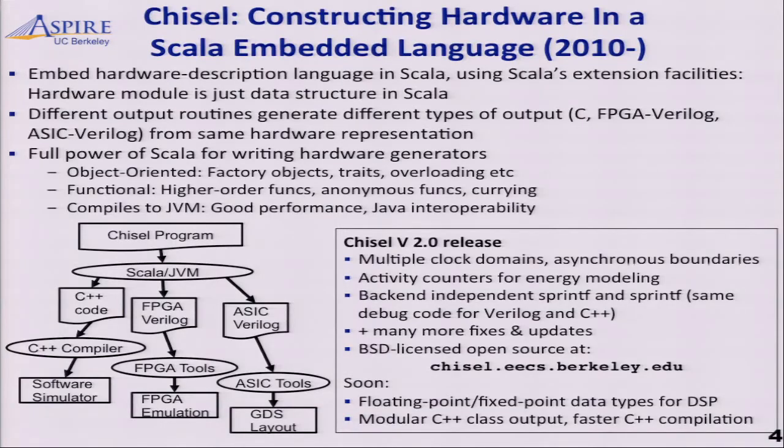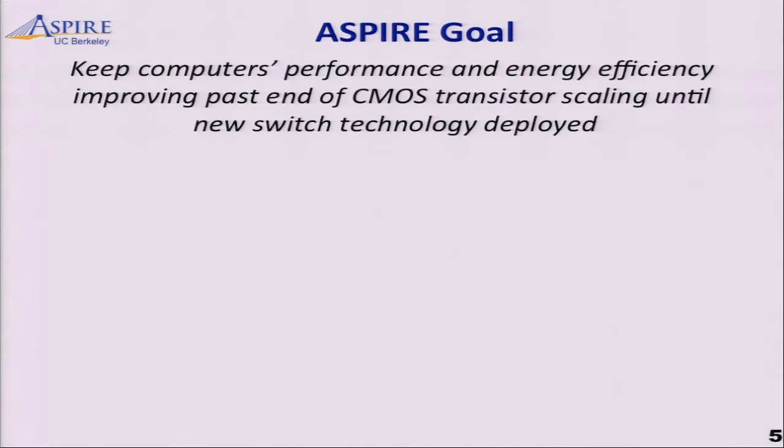I thought I'd also give you a bit more context about where Chisel is going now. We started this new project called Aspire. The new lab sort of launched in February this year, and it's looking at where computing is going in the next bunch of years. The goal of Aspire is to figure out how to keep computers' performance and energy efficiency improving despite the fact that transistor technology scaling has really slowed down and pretty much stopped.